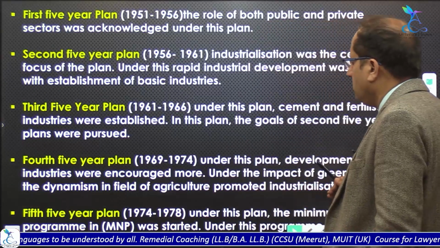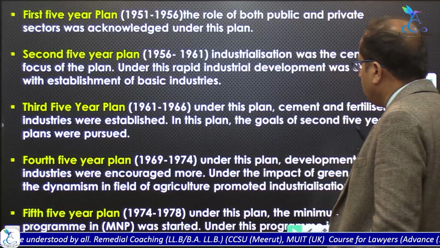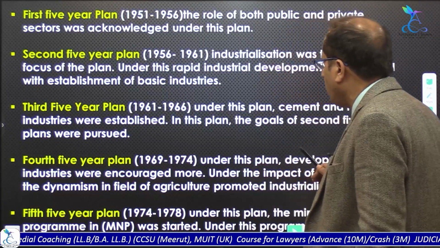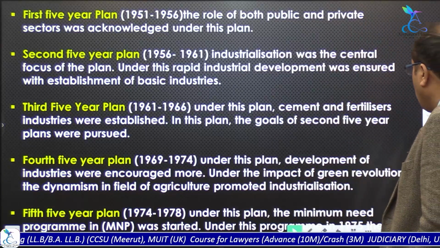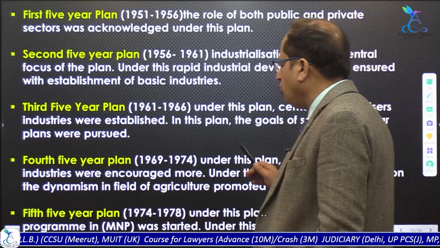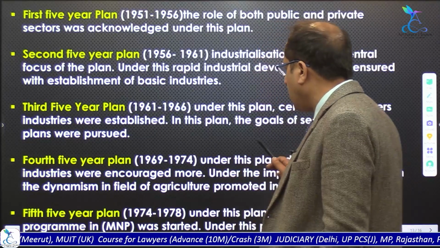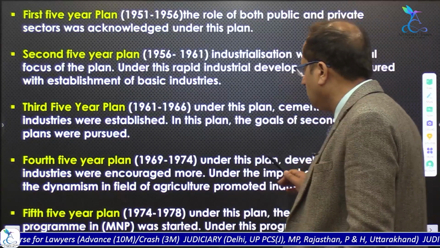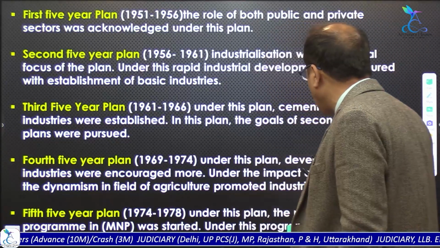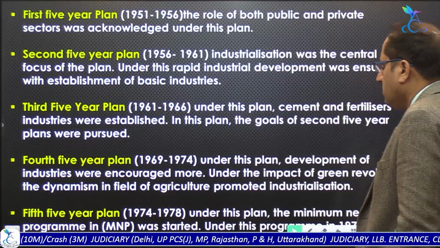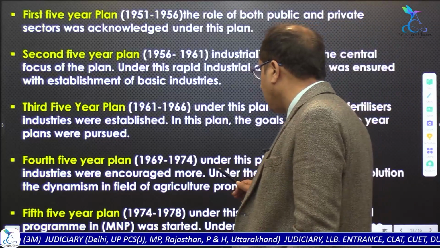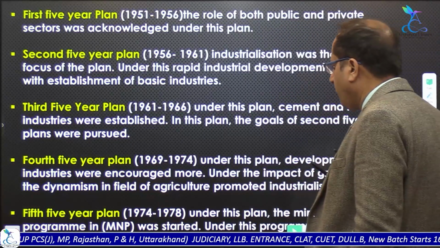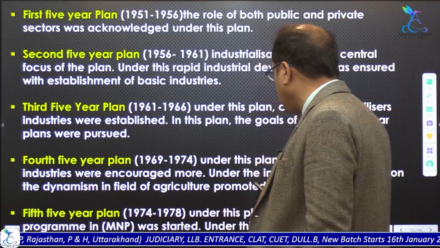Third five-year plan, 1961 to 1966. Under this plan, cement and fertilizer industries were established. The goals of the second five-year plan were pursued. Fourth five-year plan, 1969 to 74. Under this plan, development of industries was encouraged more under the impact of the green revolution, with dynamism in the field of agriculture promoting industrialization. Fifth five-year plan, 1974 to 78.